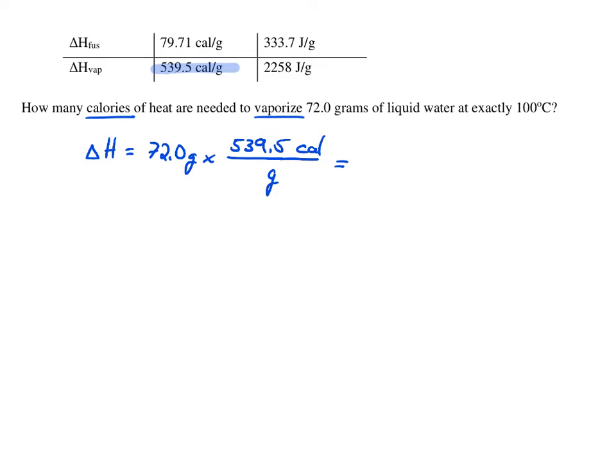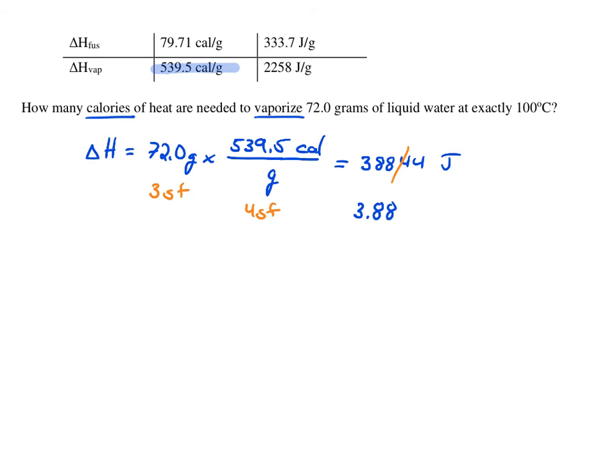Our calculator answer, 38844 joules. Now we worry about the sig figs. We look at all the numbers that go into our answer. 3 sig figs, 4 sig figs. So we want 3 sig figs in our answer. We're going to have to use scientific notation.